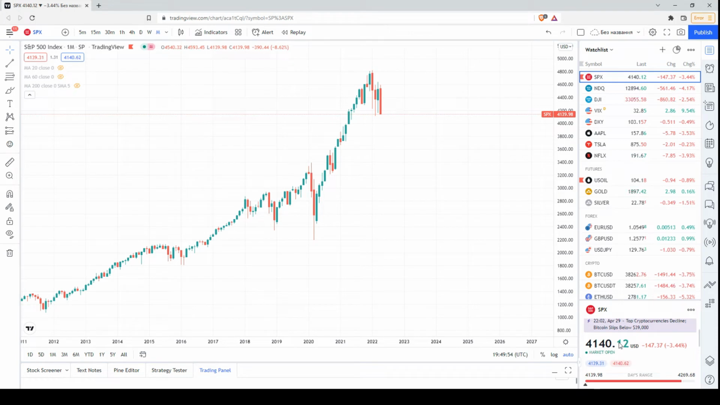Today let's analyze the price chart of the S&P 500, which is currently trading at the level of 4,137. So this is the American stock market index, the S&P 500, and this is the monthly chart. And I want to say that we are very familiar with the price chart of the S&P 500 in the major time frames.